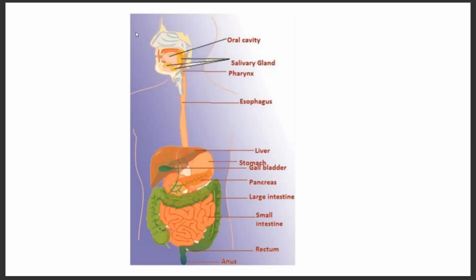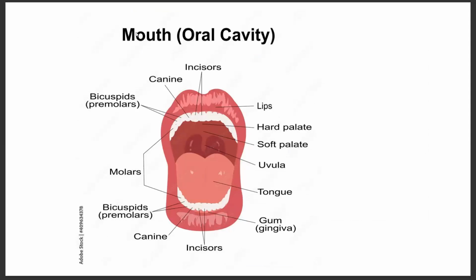Now, if we take teeth, there are 4 types of teeth. Look at this one: canine, incisor, premolar, and molar. How many teeth are present in an adult? There are 32: 2 incisors, 1 canine, 2 premolars and 3 molars.